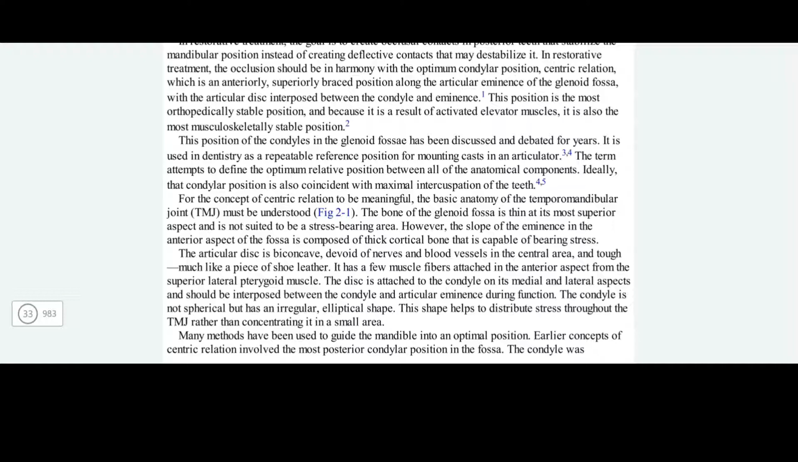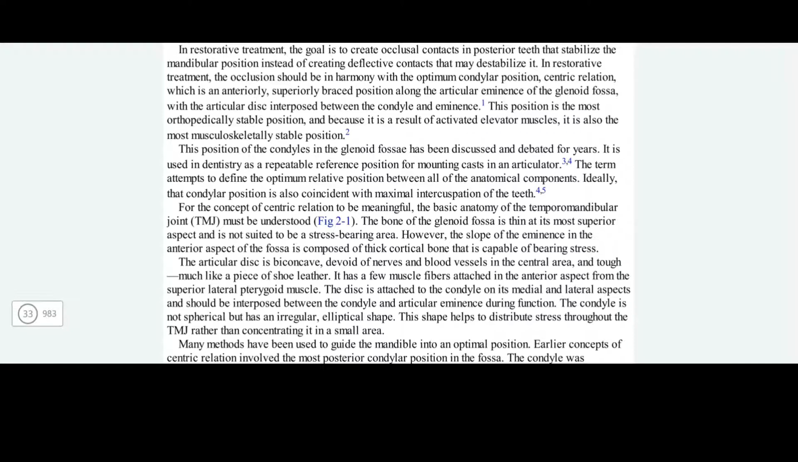Today we will talk about centric relation, with an easy explanation. We'll talk about centric relation without any difficulty, and we will explain the important words in centric relation.